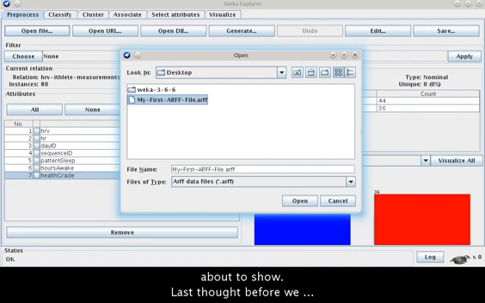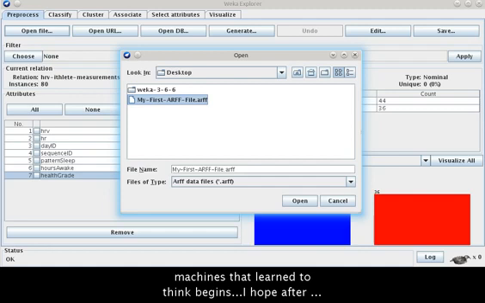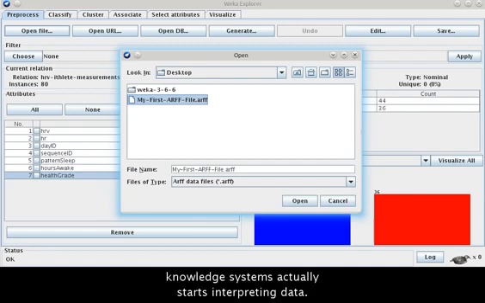Last thought, I promise, before we start: if you haven't heard of a hybrid knowledge system for decision making, or understood where knowledge based on machines that learn to think begins, I hope after watching this you'll be able to visualize the WEKA toolkit and how machine-based advice in these knowledge systems actually started interpreting data.